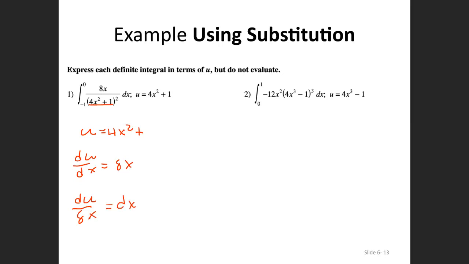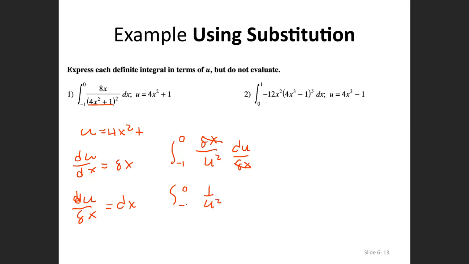So now I'm going to plug my values in. So I've got the integral from -1 to 0. I have 8x on top, but on the bottom, I'm going to put u because that's what my u value was. So u squared. And then dx is equal to du over 8x. Well, lo and behold, those cross off. So what I'm really left with is the integral from -1 to 0 of 1 over u squared.